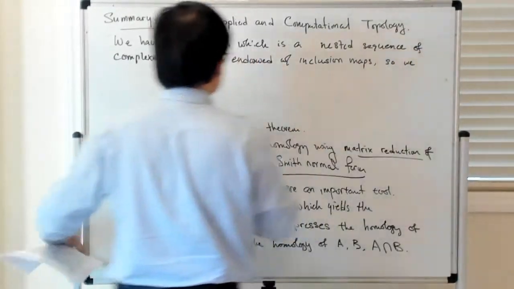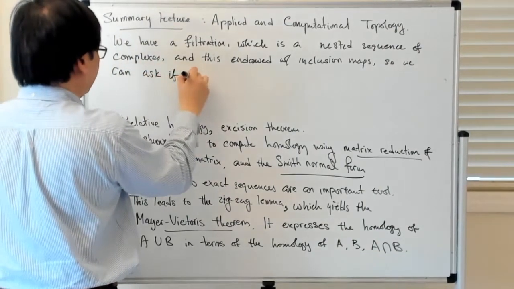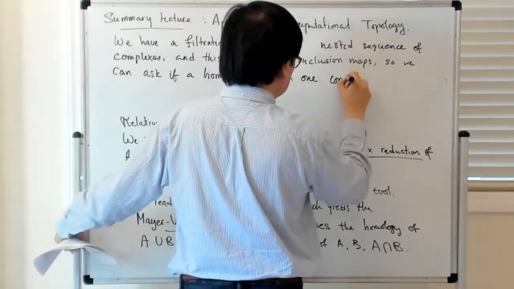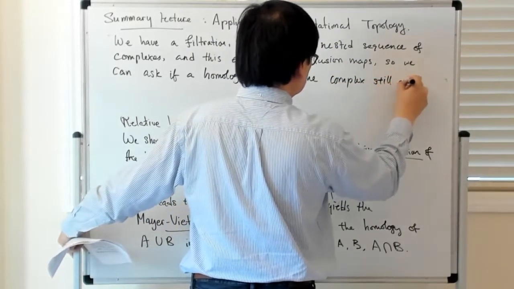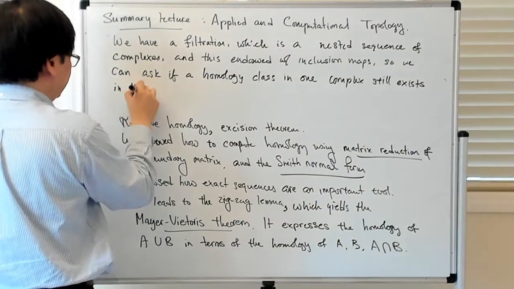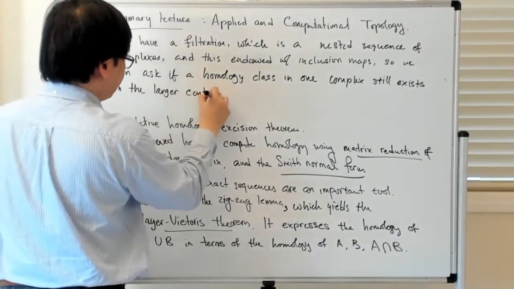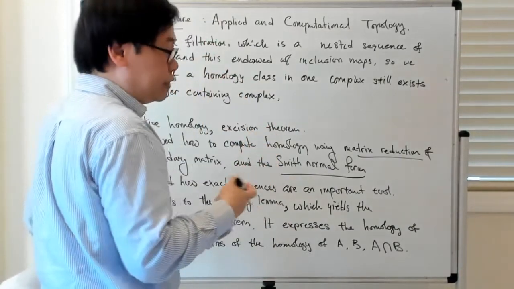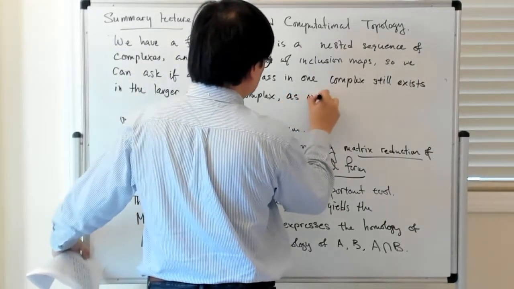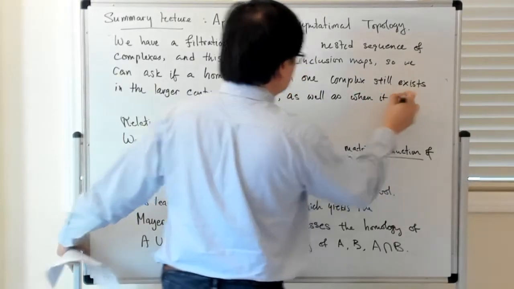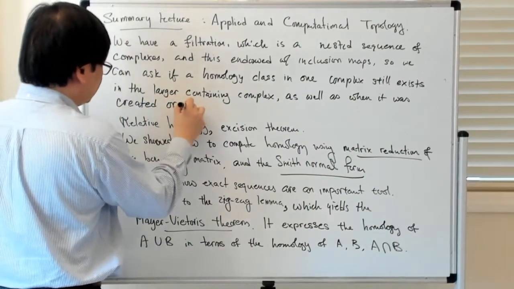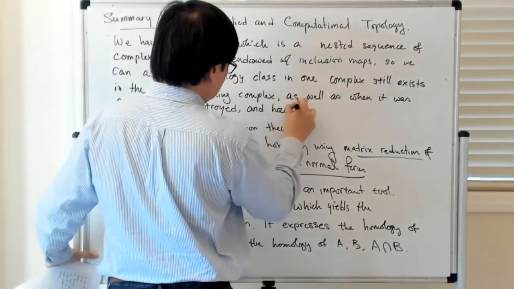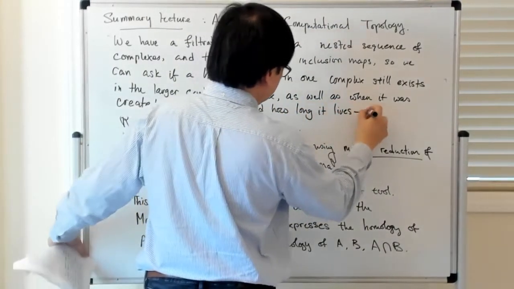So we can ask if a homology class in one complex still exists in the larger containing complex. Okay, and in addition to whether it exists, it also leads to related questions, which is when it's created and when it's destroyed, and how long it lives, which is this notion of persistence.